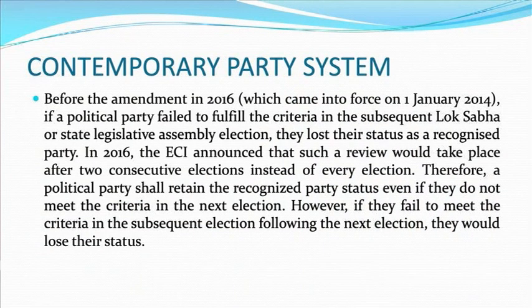One change which came in 2016 was that if a political party failed to fulfill the criteria of the subsequent Lok Sabha or state legislative elections, they lost their status as a recognized party. In 2016, the ECI announced that such a review would take place only after 2 consecutive elections instead of every election. Now, what this means is that there are certain parameters that we will again be speaking of which clearly define a party to be a national party or a state party, or whether they are no longer a national party or a state party.